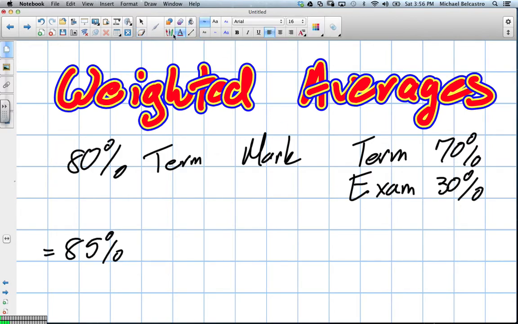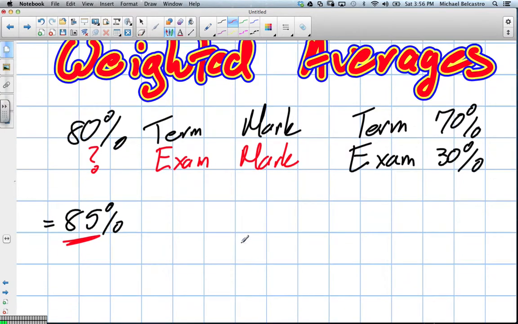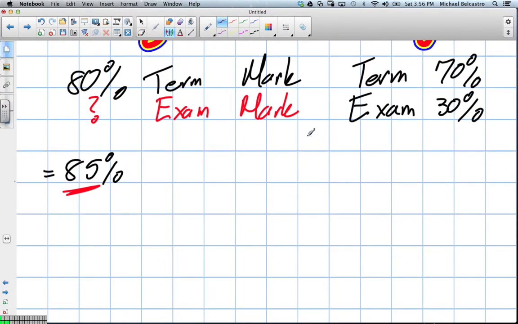Your question is, what does the exam mark need to be to get an 85 on this? You would take all these numbers and bring them to the other side. Yes, that's right, we have to isolate. So let's set up the equation. What is the equation for a weighted average? M1. What does M stand for? Mark. Okay, so we'll call it mark.